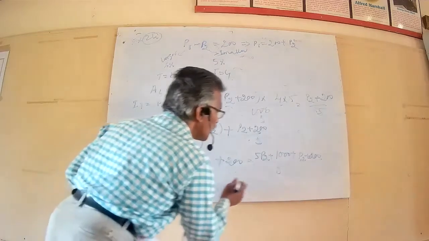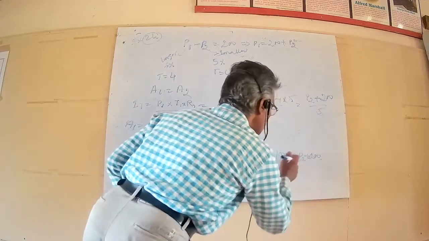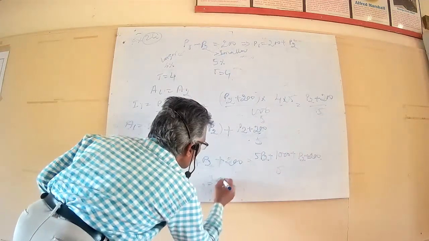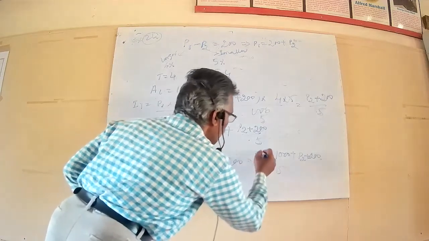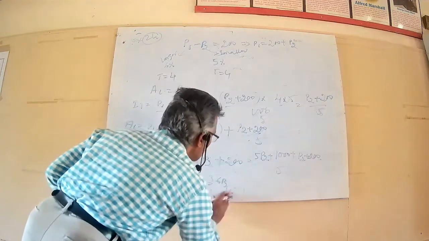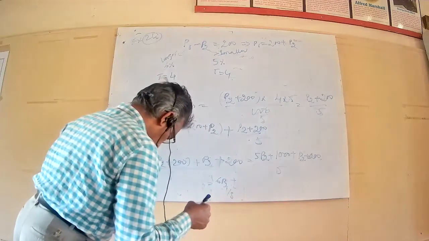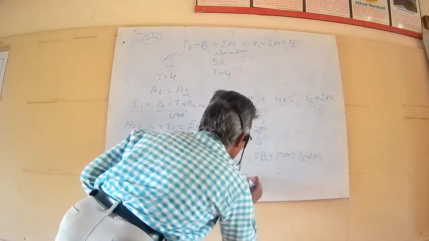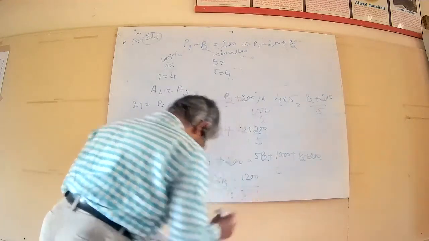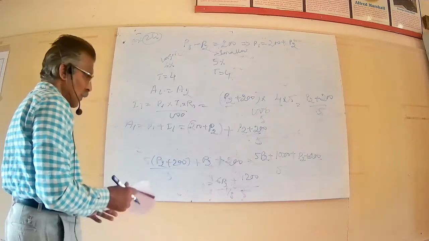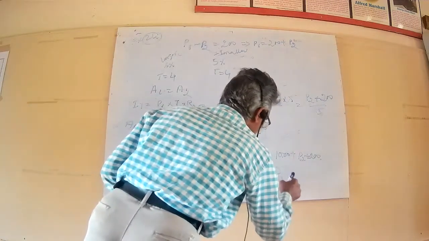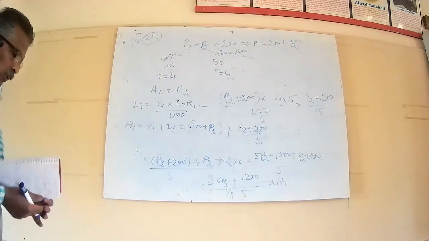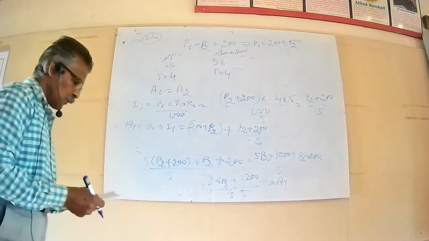If you simplify this, 5 P2 plus P2, so 6 P2, that is 6 P2 plus 1200, since 1000 plus 200 is 1200, divided by 5. This is for A1. Next is A2, equal to P2 plus I2.